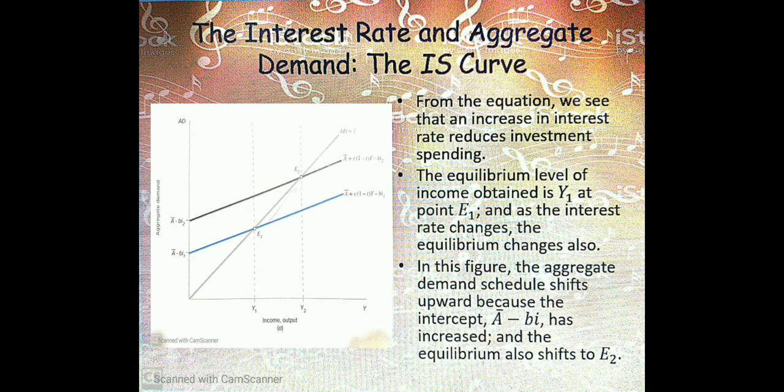And as the interest rate changes, the equilibrium changes also. As you can see, the E1 changes into the E2. So in this figure, the aggregate demand schedule shifts upward because the intercept A bar minus bI has increased, and the equilibrium shifts into E2, as you can see over there. It shifts from the blue line to the black line.